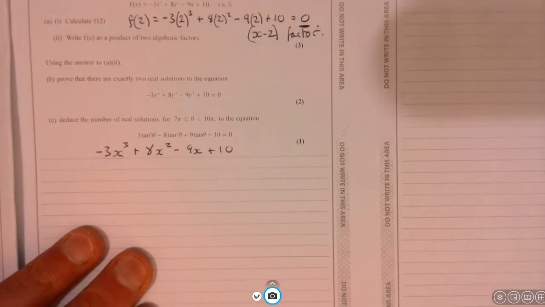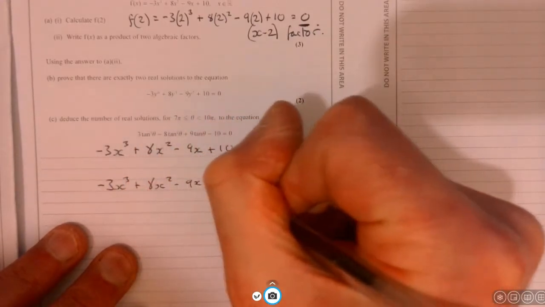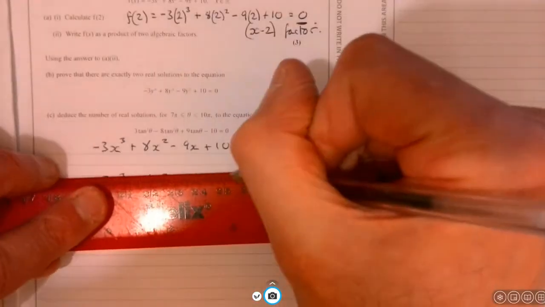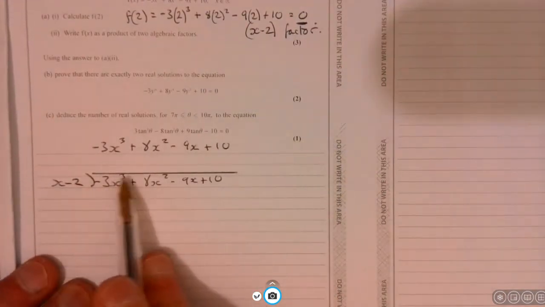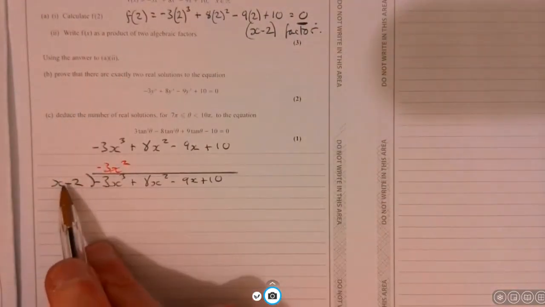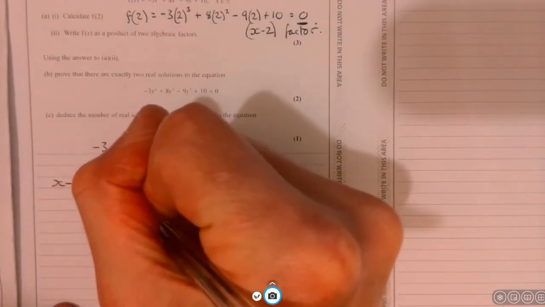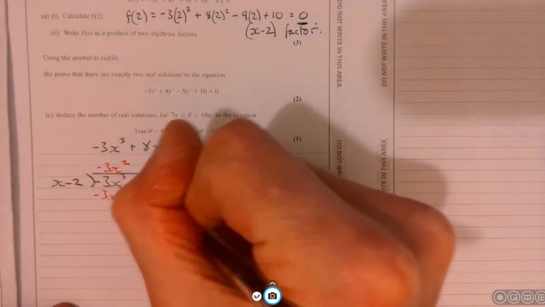Let's do it as a long division. I've not given myself room there, have I? Let me move it down a little bit further. That's not good planning. There we go. So a nice long division here, with x minus 2. What do I multiply this by? I would multiply that by minus 3x squared. That gives me minus 3x cubed, and then plus 6x squared.